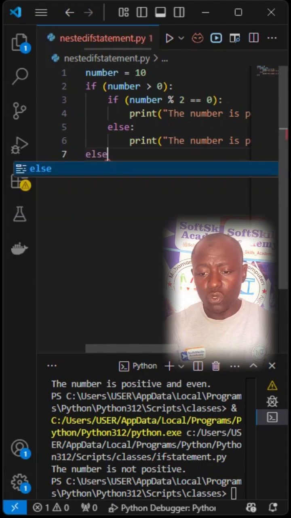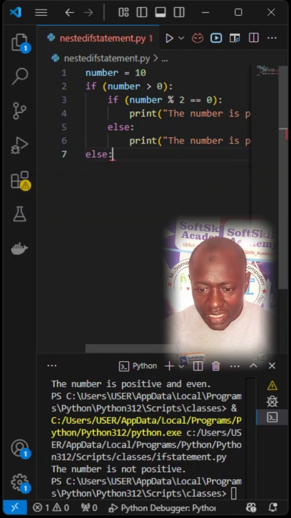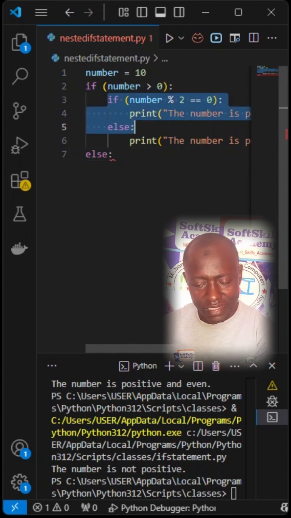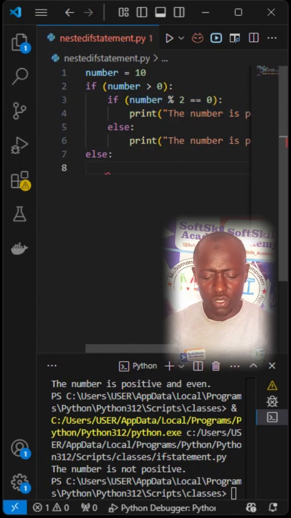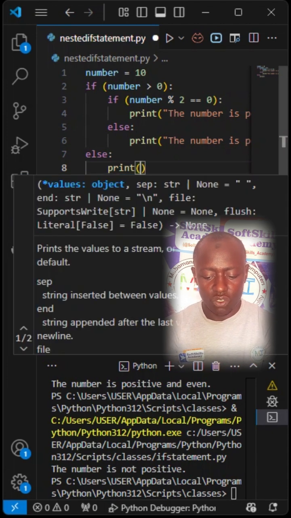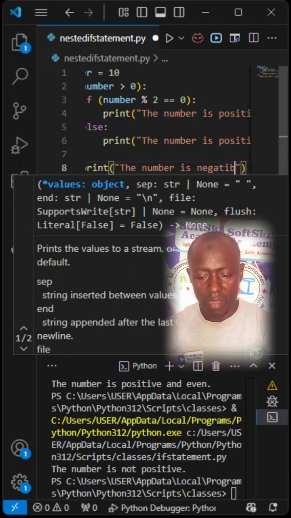So that is why you see we have indented these two to be inside while this one is outside. So in the else, we have the statement for the second one. So the statement is going to be what? The number is negative. Are we together? So the number is negative. So this is what we have here.